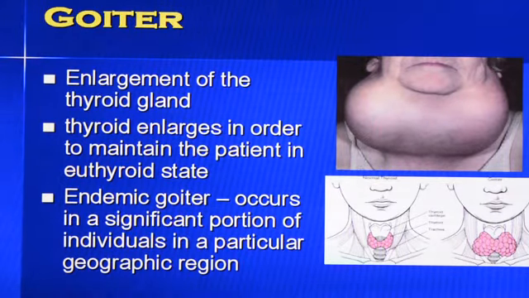We left behind goiter a while ago, so let's start again with goiter. Goiter is the enlargement of the thyroid gland. The thyroid enlarges in order to maintain the patient in a euthyroid state, so it is a compensatory mechanism, and there are places that are endemic in goiter.